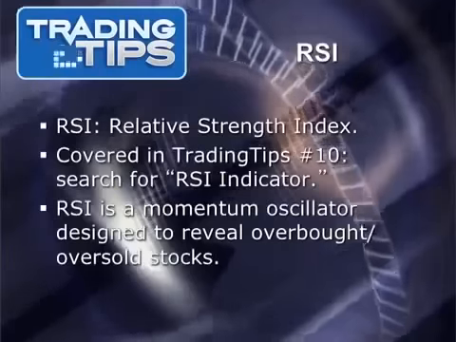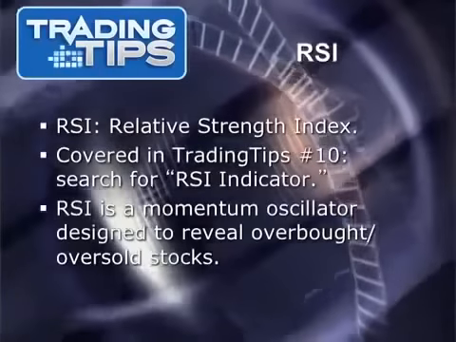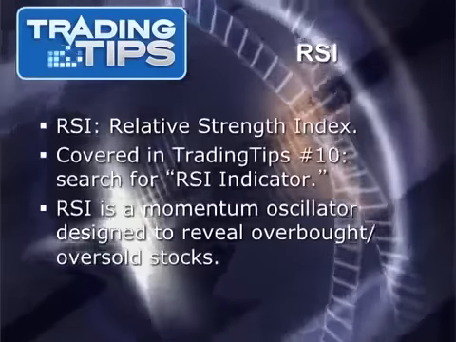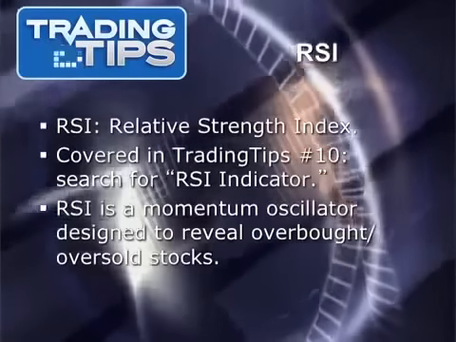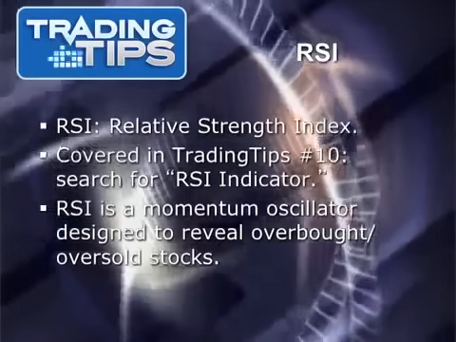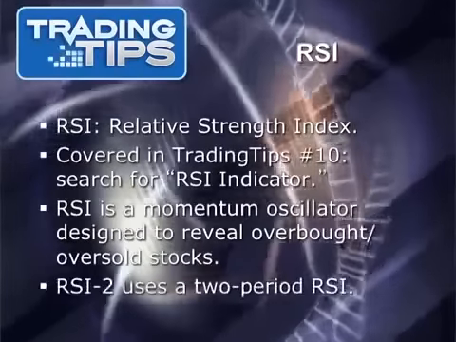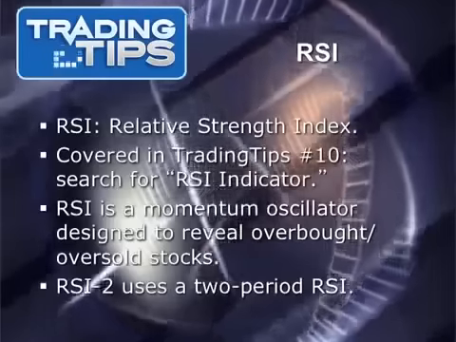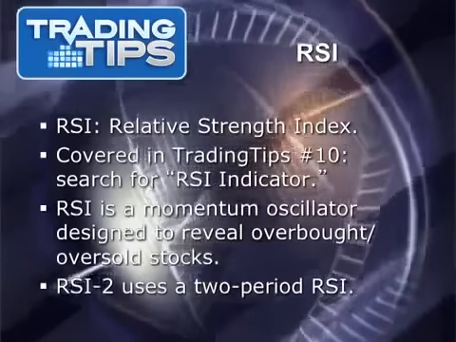You can do your own recap of RSI. Basically, though, if you don't want to take the time to do that, RSI is a momentum oscillator that uses moving averages on up days and down days, which are days when the stock's up or down, to determine whether a stock is overbought or oversold. RSI 2 uses a 2-period RSI in conjunction with other indicators to help you develop a trading strategy.